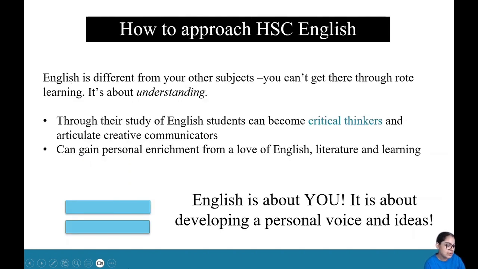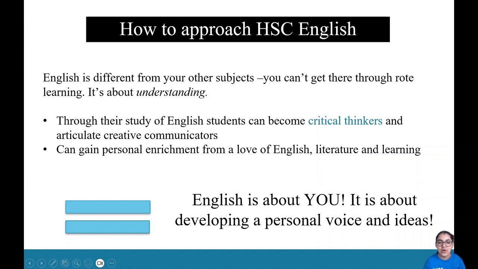So that brings us to the first key point of HSC English. It's the fact that English is about you. It is not about what your teacher thinks. It is not about what your friends think. It is certainly not about what anyone else thinks. English is about your personal opinion.